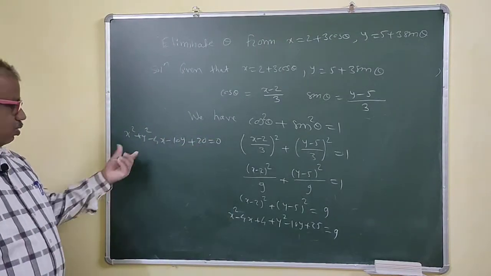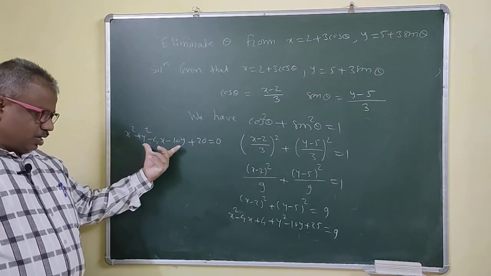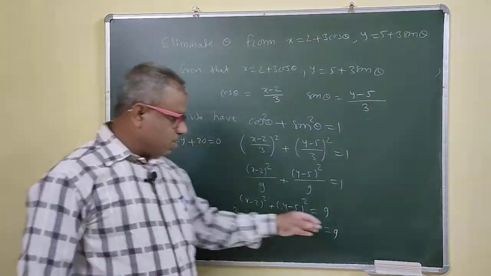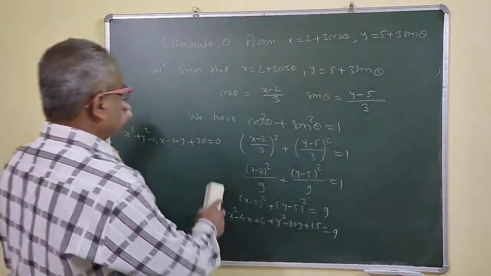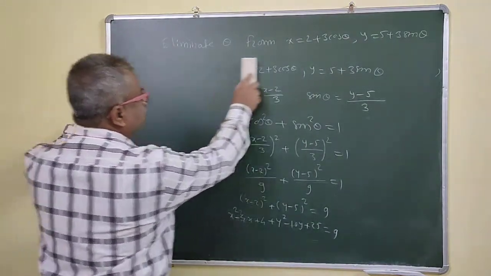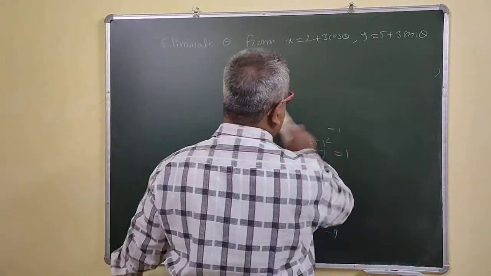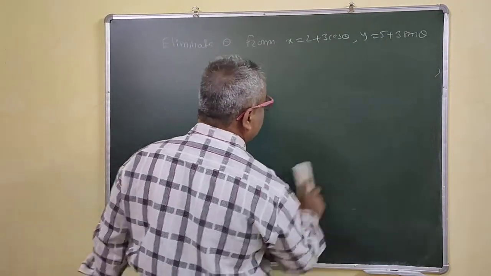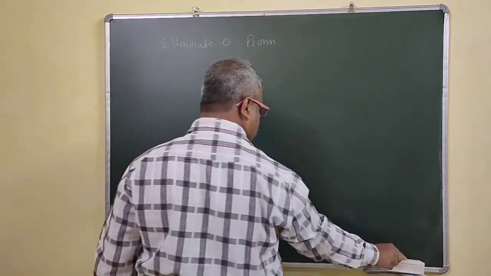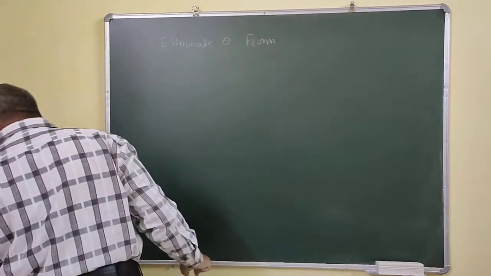Right? Your answer in the book will be like this. So you may keep it as it is now. Again, this is not the standard equation of the circle. This is the intermediate form of the equation of the circle. Next.